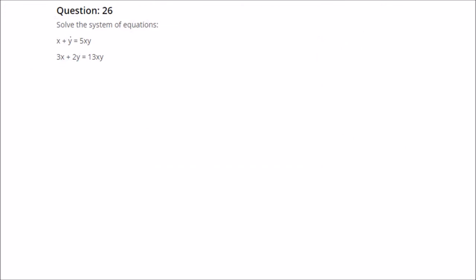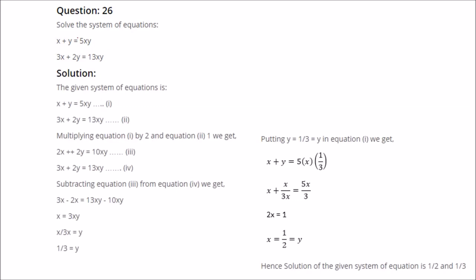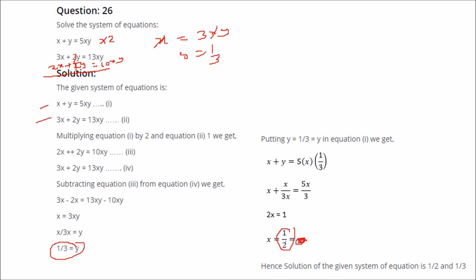x plus y equal to 5xy, 3x plus 2y equal to 13xy. What you can do here is, you have a 2 here. So why not multiply this whole equation by 2? You get 2x plus 2y equal to 10xy. Now just subtract them. So this gets cancelled. 3 minus 2 is 1, so x, and 13 minus 10 is 3xy. x gets cancelled, y will be equal to 1 by 3. Now put y equal to 1 by 3 in any of these equations, you get x equal to half. So x is half and y is 1 by 3.